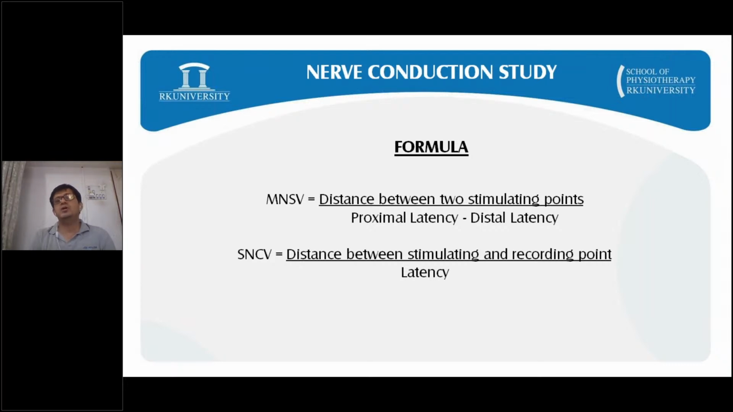So from this formula only, you can remember that we need at least 2 points of stimulation for calculating velocity. And as you can see in the formula, this is nothing but velocity, which means distance divided by time. That's it. Okay, physics formula. Velocity means distance divided by time. So here also it is the distance between two stimulating points divided by proximal latency minus distal latency.